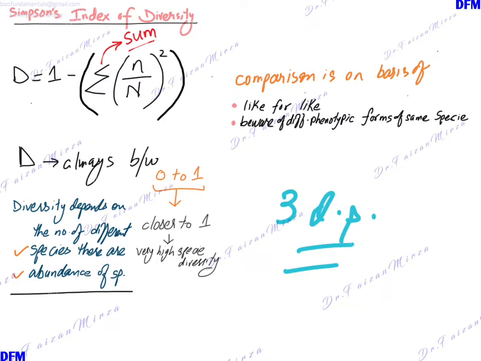So you calculate Simpson's diversity index or Simpson index of diversity. It is denoted by the capital letter D. The formula is D equals 1 minus the sum of (n upon capital N) whole bracket squared. The value of this will always come out to be between 0 and 1. The value will be taken to 3 decimal places.